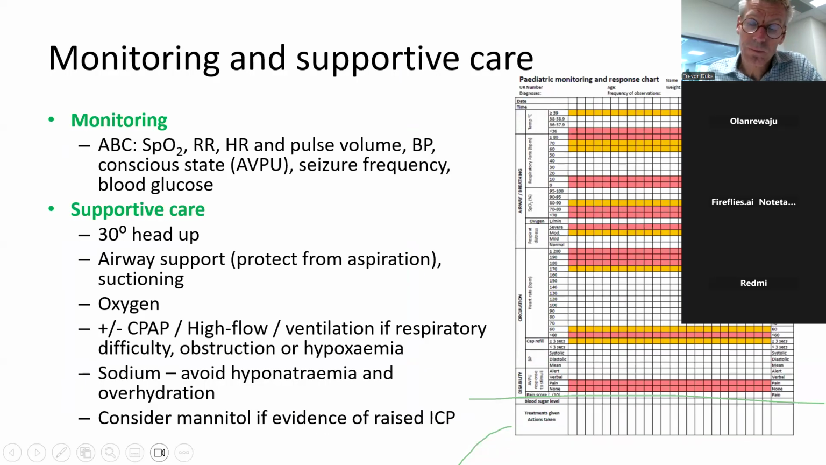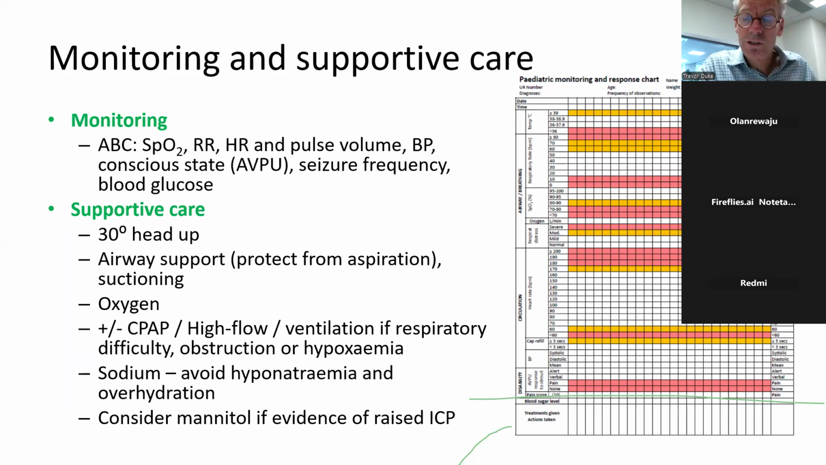All children with status epilepticus need neurocritical care. They need to be managed in a place where they can be monitored well and have good supportive care. So monitoring of their airway, their breathing, their circulation in a standard way with pulse oximetry, monitoring their respiratory rate and their heart rate and their pulse volume, all the things we've talked about before, their conscious state, documenting the seizure frequency and their blood sugar.